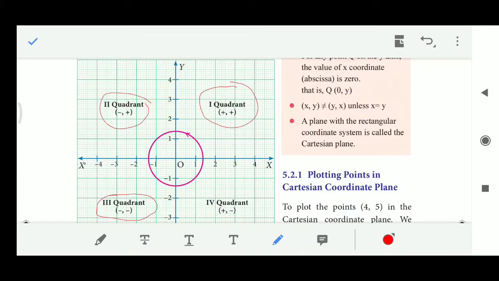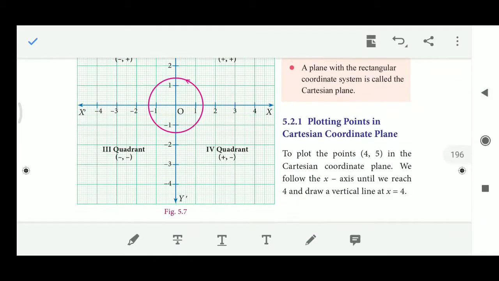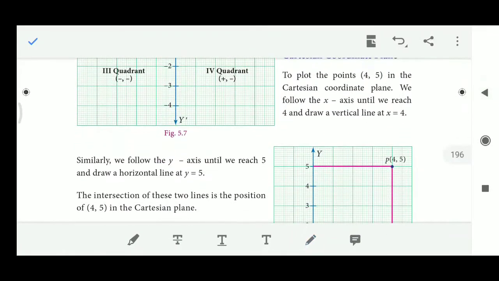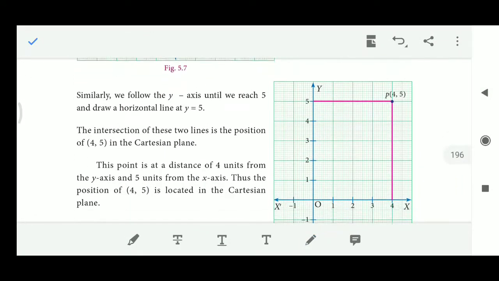So in the first quadrant both x and y are positive, in the second quadrant x is negative and y is positive, in the third quadrant both x and y are negative, and in the fourth quadrant x is positive and y is negative. Just by seeing the points itself we can identify in which quadrant the point lies.